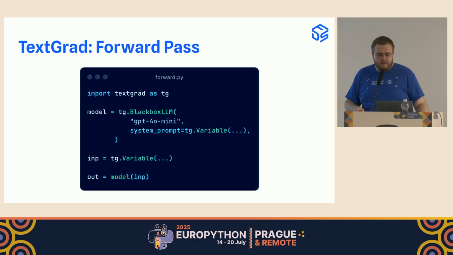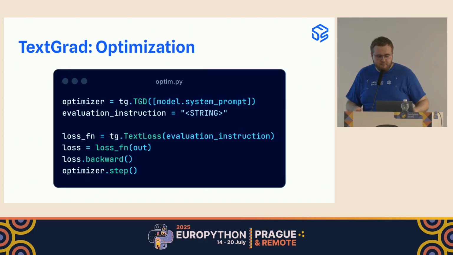To use the variables, TextGrad provides a built-in black box LLM module that takes one variable for the system message in the init and another one for the user message as an input. Now, in order to optimize our instruction, we use the same syntax as we would in PyTorch. First, we calculate the loss, where the loss is just a feedback from a judge LLM. Then we call backward on the loss, and then step on the optimizer.